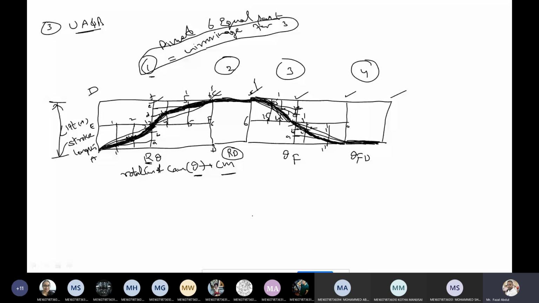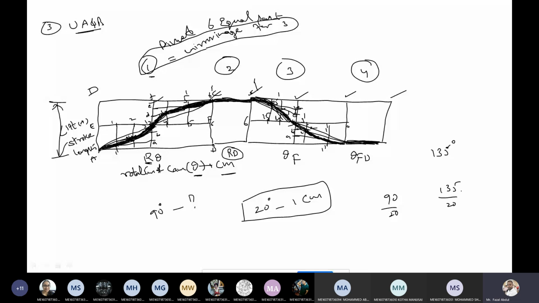So what is the proportion I said? 20 degrees consider as 1 centimeter. Blindly you all follow this rule. 20 degrees is equal to 1 centimeter. Suppose 90 degrees is given in the question. So how many centimeter? It means 90 by 20. Suppose in the question 135 degrees is given. So what is the centimeter for this value? It means 135 by 20.